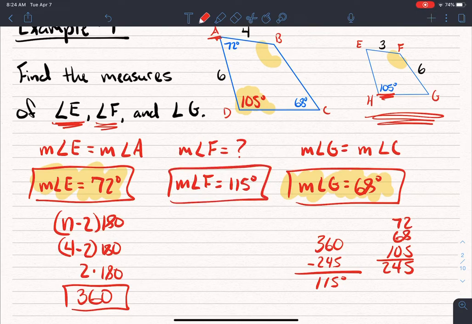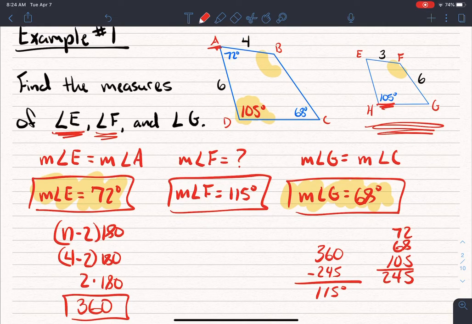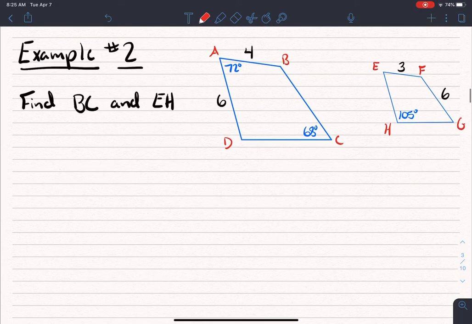All of this came from the idea that similar polygons have congruent corresponding angles. Now let's look at example number two. Example number two has to do with finding the length of sides that we don't otherwise know. It says find the length, remember if it doesn't have a line segment above it, it's the length, of BC and the length of EH. We can do that because we know some of the lengths of these figures, and in similar polygons corresponding sides are proportional in length. So let's take a look at this. I have to set up a proportion just like we did yesterday.